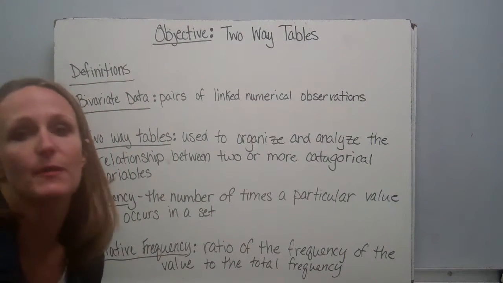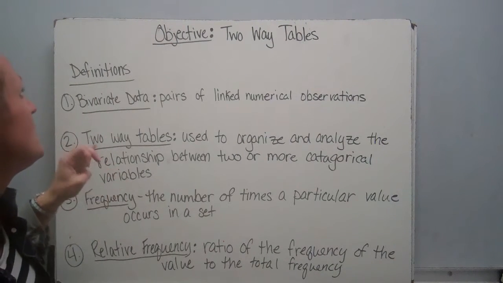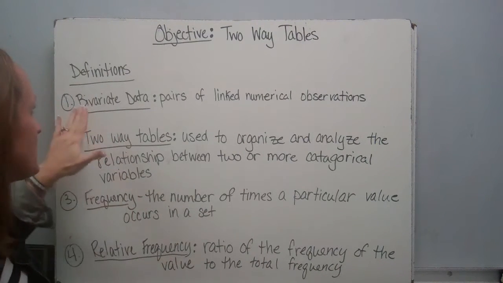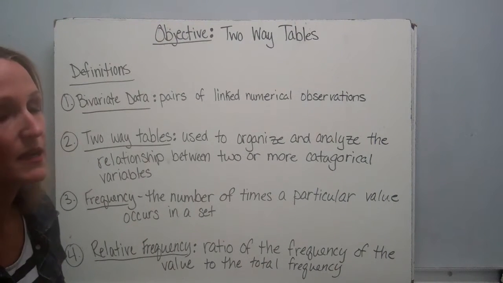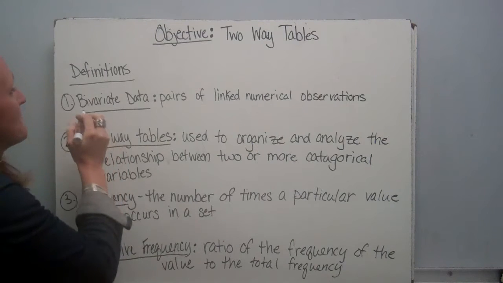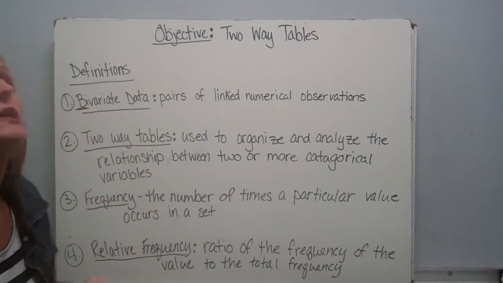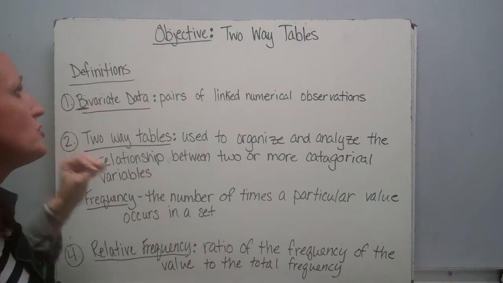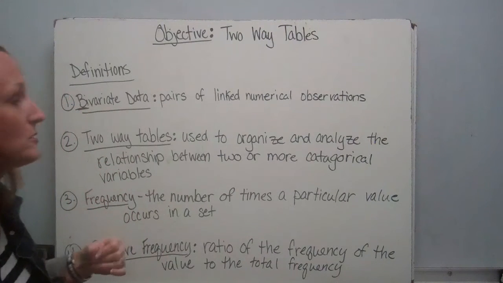In this video, we're going to talk about two-way tables and how to construct them. So let's get some definitions out of the way. First of all, we need to talk about bivariate data, and that's pairs of linked numerical observations. You've got to look at this word, bi. You know that bi means two, so bivariate data: two sets of data, numerical data.